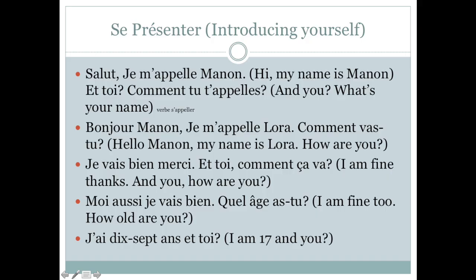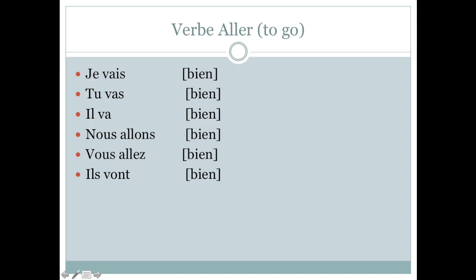I'm 17 and you? This is a very similar way to English, so I don't think I need to explain this. Here I put the verb to go that you can use to say I go wherever, and I put in brackets the word bien that you can add to any of the form of the verb aller, to go.